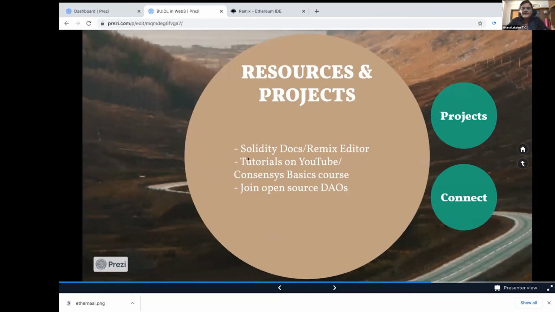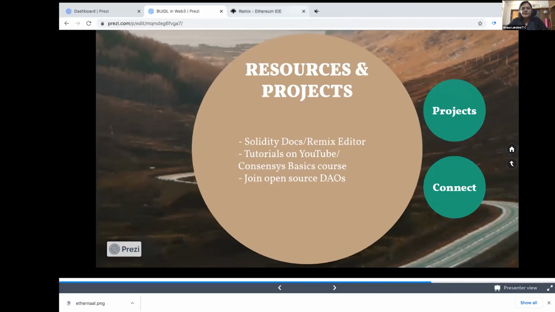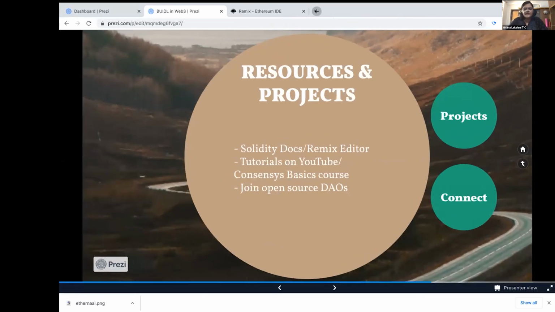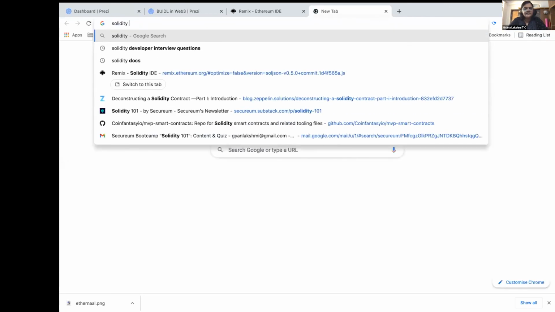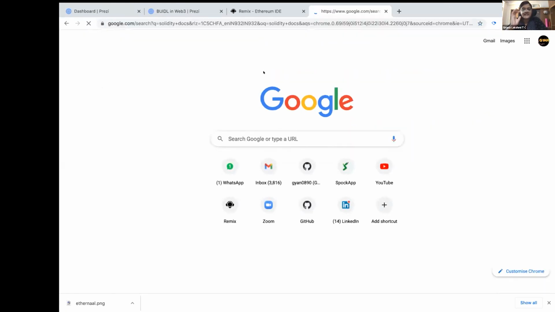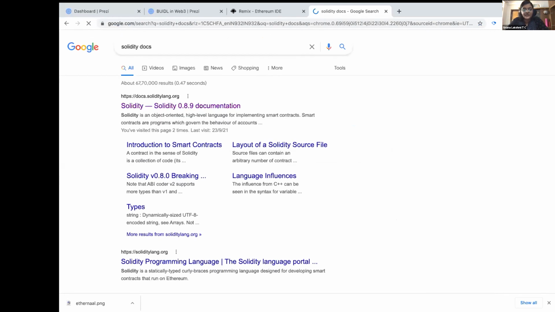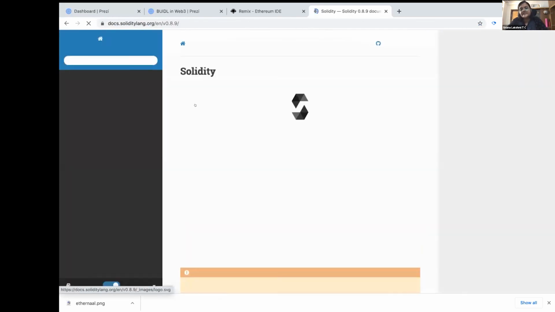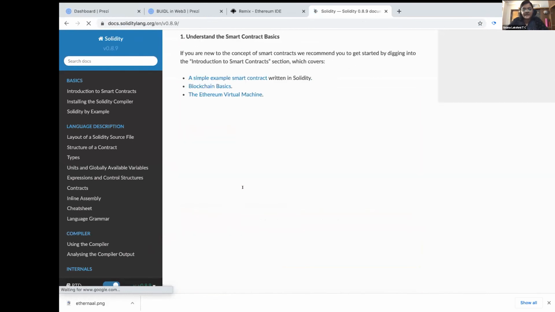Some of the resources that are very helpful for developers starting to want to learn Solidity. Of course, Solidity docs. You should definitely go to the Solidity main docs. Let's see if I can pull it up. This has everything that you need to know about Solidity. It is one of the really good places to start learning about Solidity.